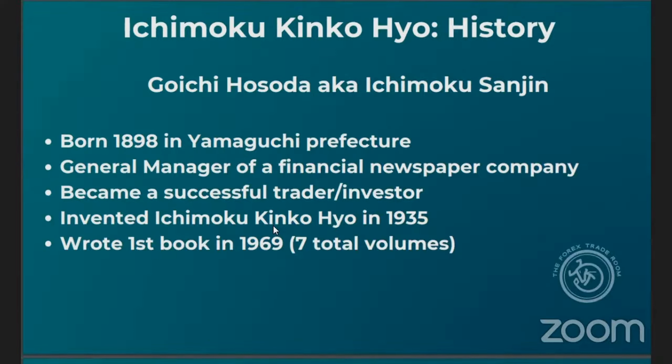Okay, we'll talk about that as we work through it. But he invented the Ichimoku Hyo in 1935 and wrote his first book in 1969 regarding how he sees the market, well, how he saw the markets back then, in a total of 7 volumes. So that's how long this has been around.